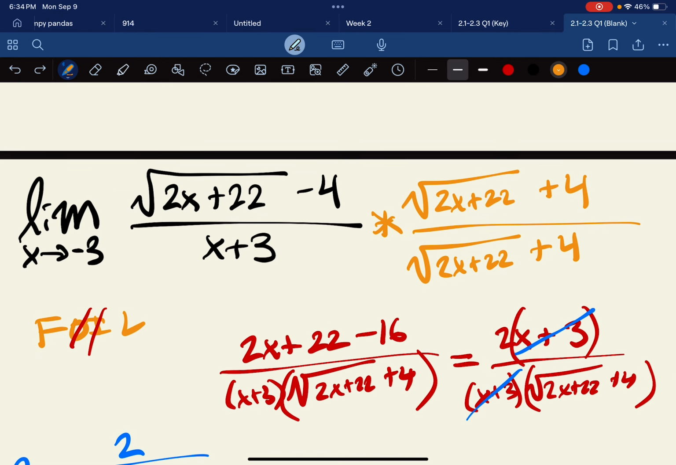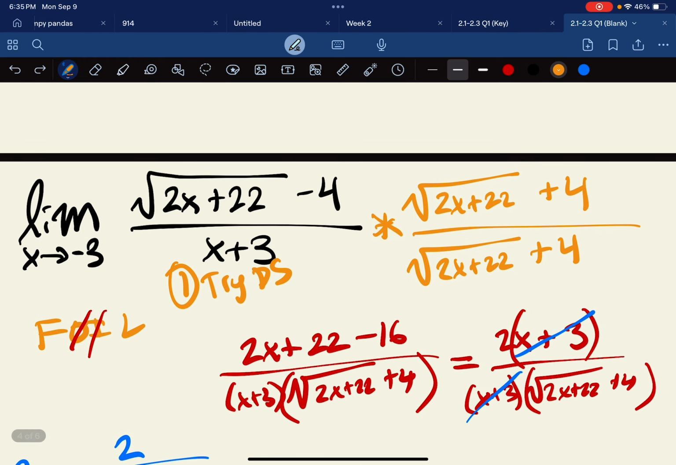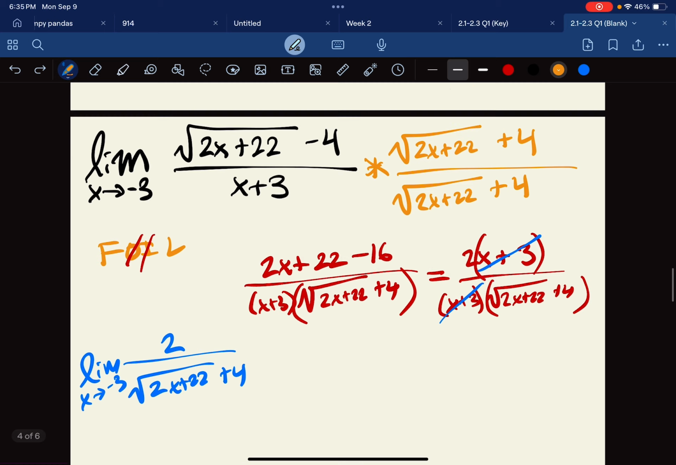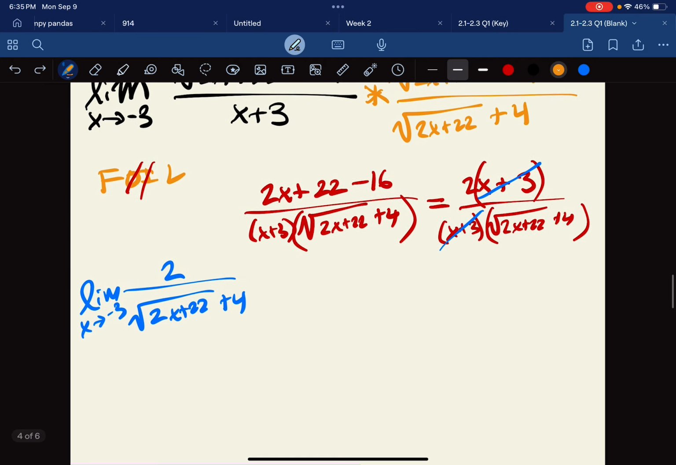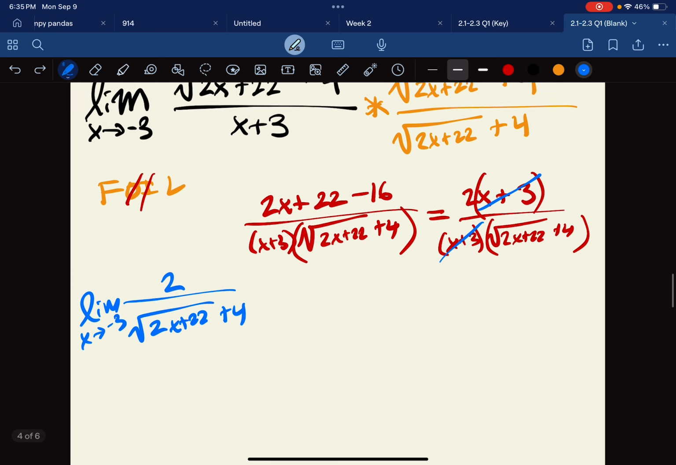I forgot, the first thing you're always supposed to do is try direct substitution. So before we did any of the stuff we just did, you're supposed to try direct substitution. You would get the square root of 16 minus 4 divided by negative 3 plus 3, which would give you 0 over 0, which would be an indeterminate form. I can't even follow my own rules. So then you would do all of this. Always remember to try direct substitution first. It will be points on exams and quizzes.